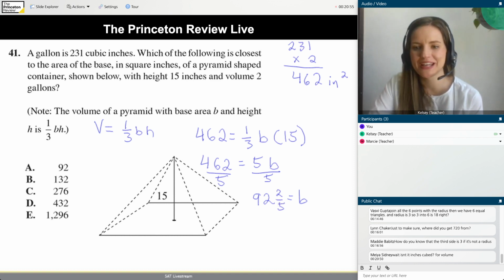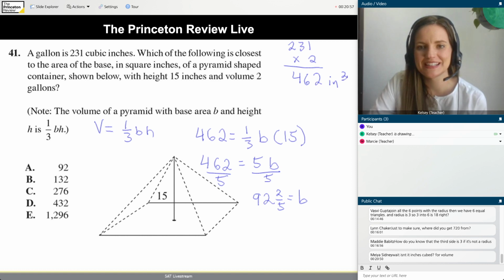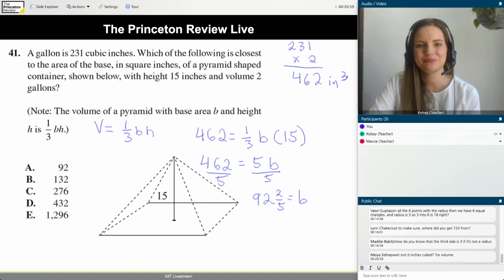Aha, I'm glad you're paying attention. Yes. See, it's easy to get into the mindset of 2D geometry. Great catch. It is inches cubed for volume. But that, fortunately, didn't impact any of the math that we were doing. That was just a silly mistake. So we get the area of the base to be 92 and change, which is going to give us answer choice A.